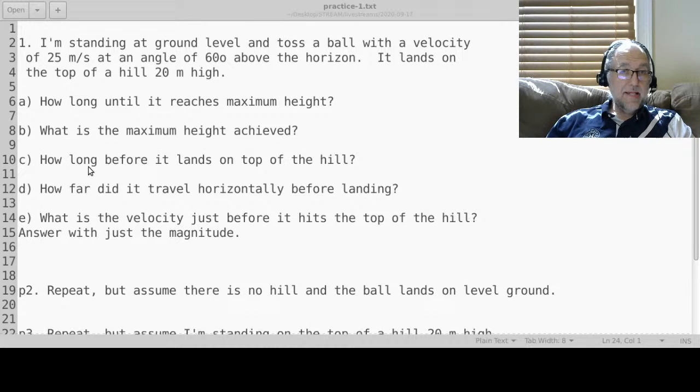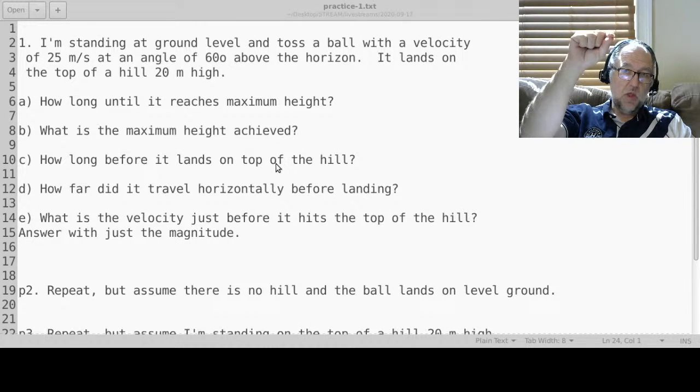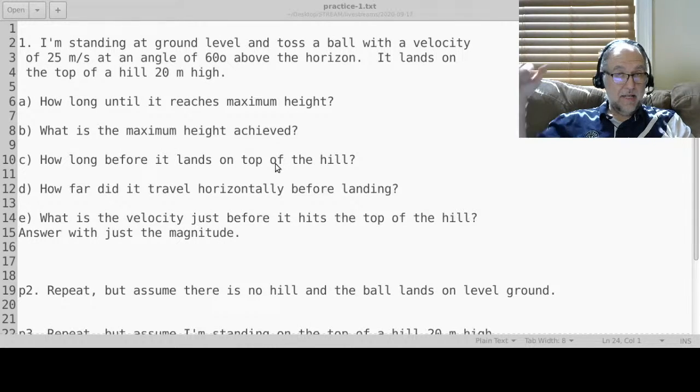And then I want to know how long before it lands on the top of the hill. That's obviously got to be longer than when it reaches maximum height, because it's going to take so long until it reaches maximum height, and then it's going to travel a bit further until it lands on the top of the hill, because it lands on the hill on the way down. And how far did it travel horizontally before landing on the top of the hill? And what was the velocity just before it reached the top of the hill?